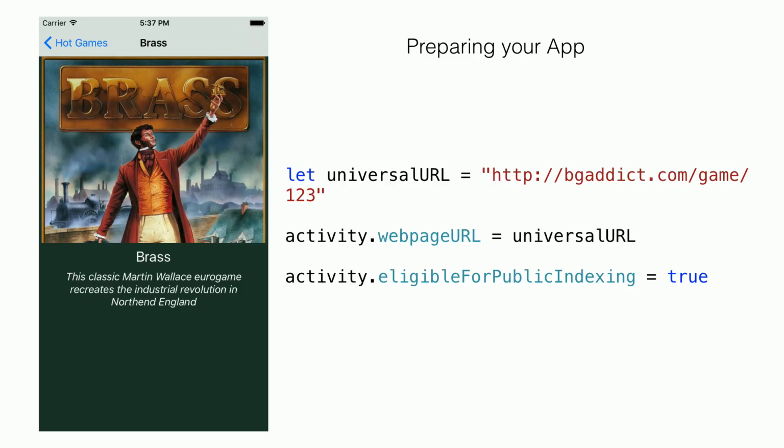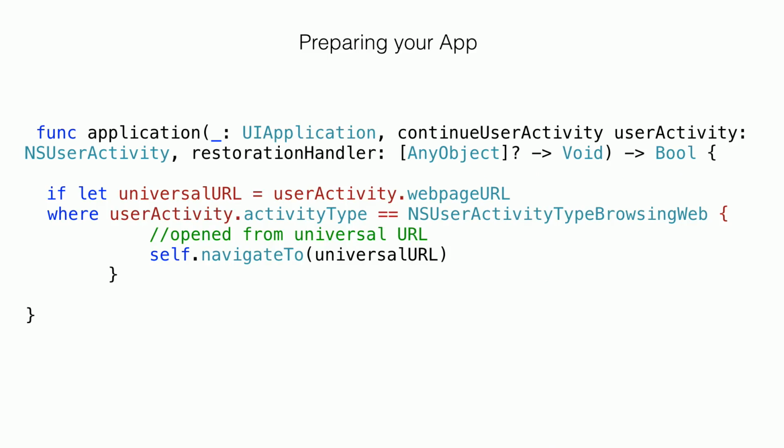Now let's say someone has touched your result, touched a universal URL in your system. Your app delegate is going to be called with continue user activity again. But this time it's from being touched as a universal URL. So your activity type is going to be user activity type browsing web. And then off that user activity, you're going to use that web page URL that you set before. And again, you're going to navigate to the page you think should be navigated to and set up your view controllers and such.